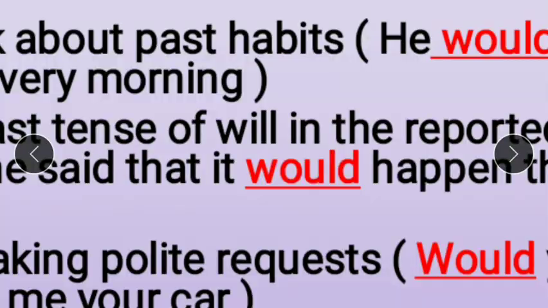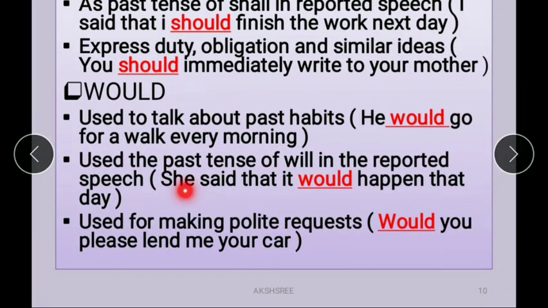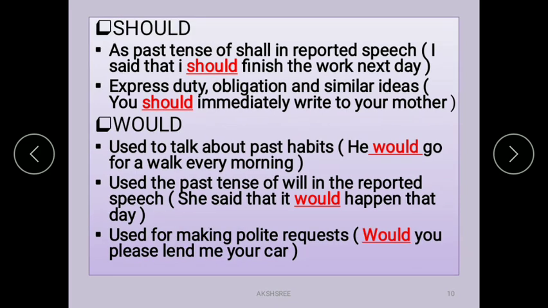Next one is would. Where will we use would? Used to talk about past habits. That is, when we are talking about our past habits that we do not follow today or nowadays, we may not be following those habits at present, but once we used to follow those things, we will use would.